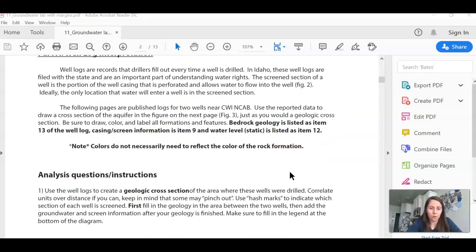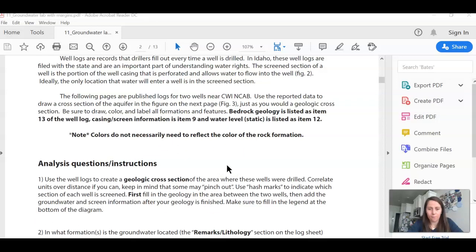Okay, so the following pages are published logs for 2 wells near CWI in the academic building. Those you will see in page 121 and 122. So use the reported data to draw a cross-section of the aquifer in the figure on the next page. I'm not going to make you do that. I did it for you, but I am going to take you through how I did it, through the steps of how it is done based on those lithology reports.